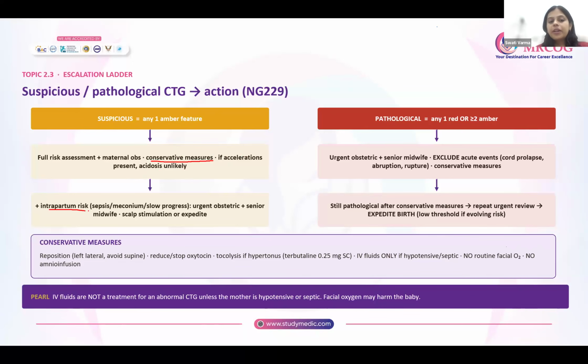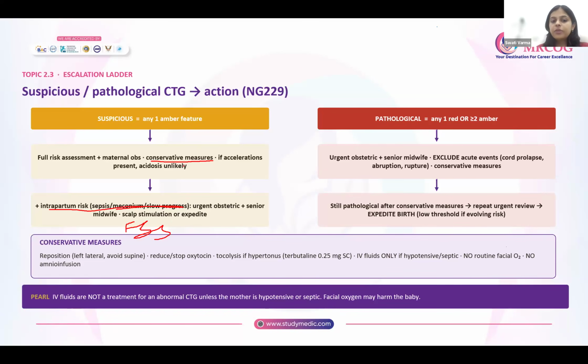Then look for any intrapartum risk. Here, intrapartum risk means that if there is any sepsis or meconium, or the progress is slow, if any such risk factors are present, then look for urgent obstetric or senior midwife review. And what you have to do here is fetal scalp stimulation. Fetal scalp stimulation has a role if the CTG is suspicious on the background of any intrapartum risk factor.